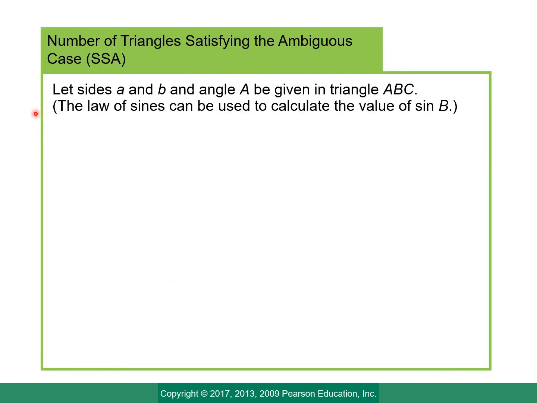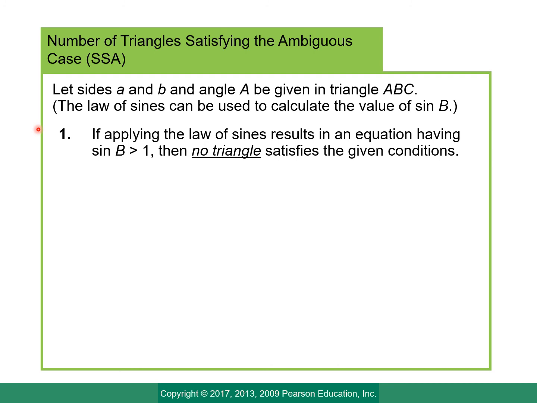So now that we've done some examples, let's walk through the steps for how to solve case 2 triangles. The ambiguous case: knowing two sides, A and B in this case, and an angle opposite one of those sides, so not the included angle. We can use law of sines to find the missing angle here. So possibility 1: if applying the law of sines you get that sine B is greater than 1, we've talked about this, that doesn't exist, so no triangle will satisfy your given conditions. So once you find sine B, if it's more than 1, you just stop. You say there's no triangle that will work for the given values.